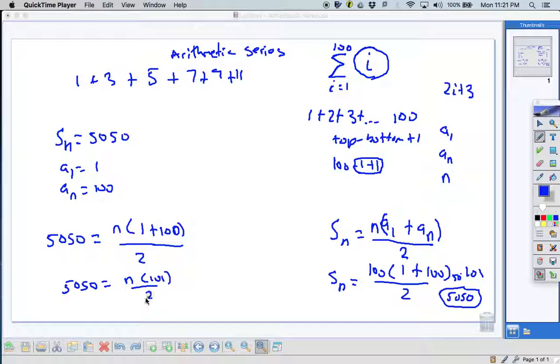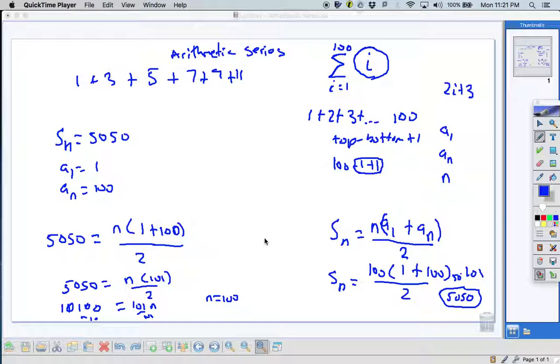And then you could divide by 101 and move it over here. I'm going to go ahead and multiply both sides by 2. So that gives you 10,100. And then we're going to end up having 101n left on this side because we multiplied both sides by 2. And then lastly, we're going to divide by 101. And when we do that to both sides, it says that n is 100, which of course it is because that's the problem we did over here, which is why I picked it. We knew n was 100.